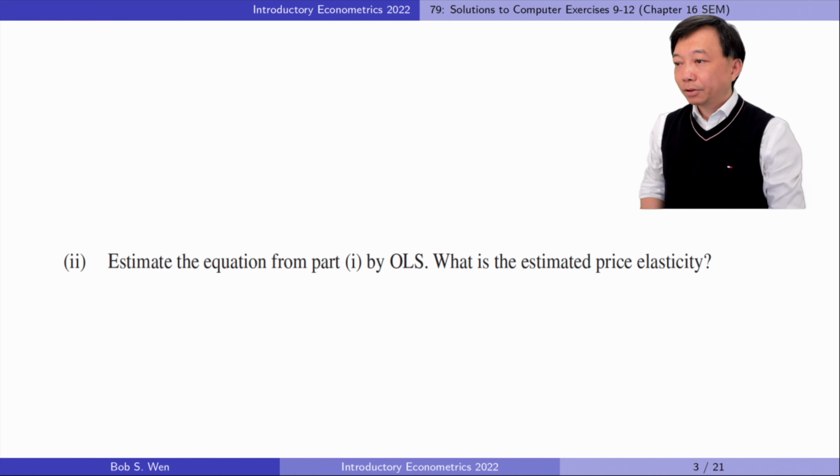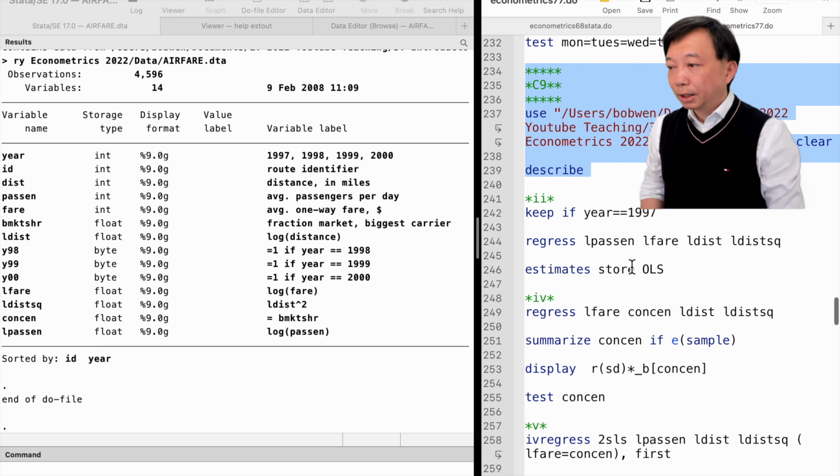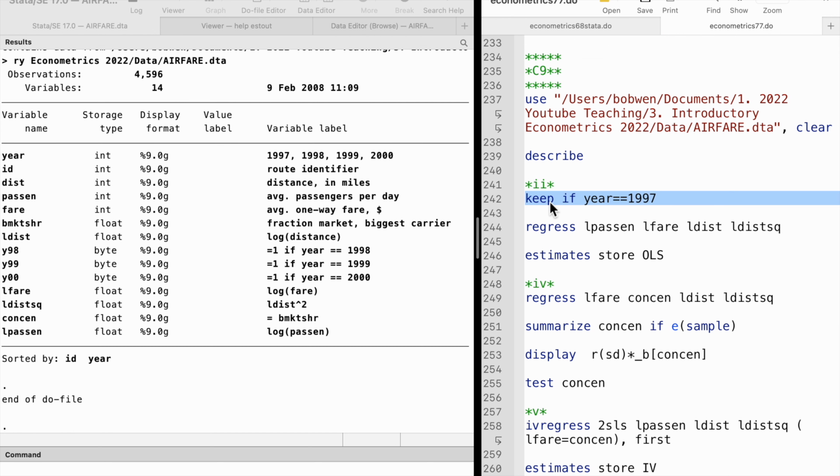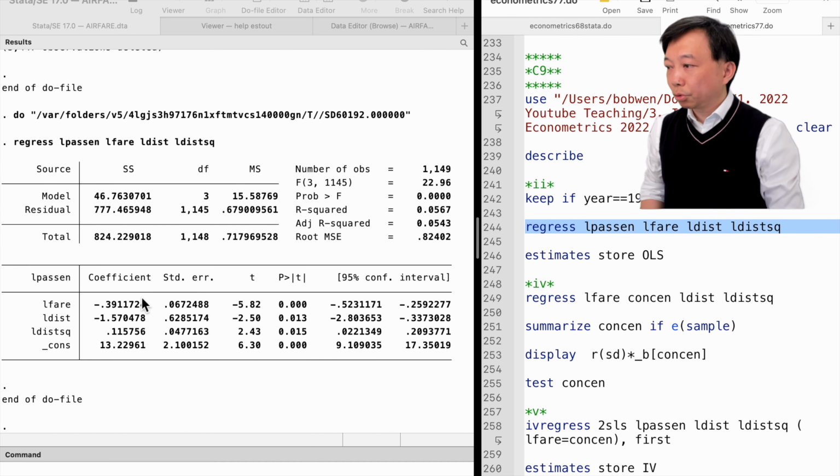In part 2, estimate the equation from part 1 by OLS. What is the estimated price elasticity? We use the keep command to keep data for the year 1997. The OLS estimated price elasticity is minus 0.39. It implies that the demand for airline seats drops by 3.9% as the airfares increase by 10%, holding distance fixed.